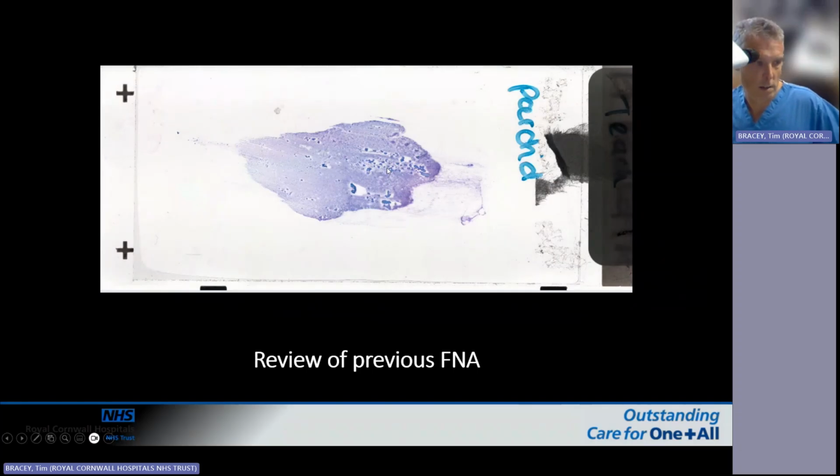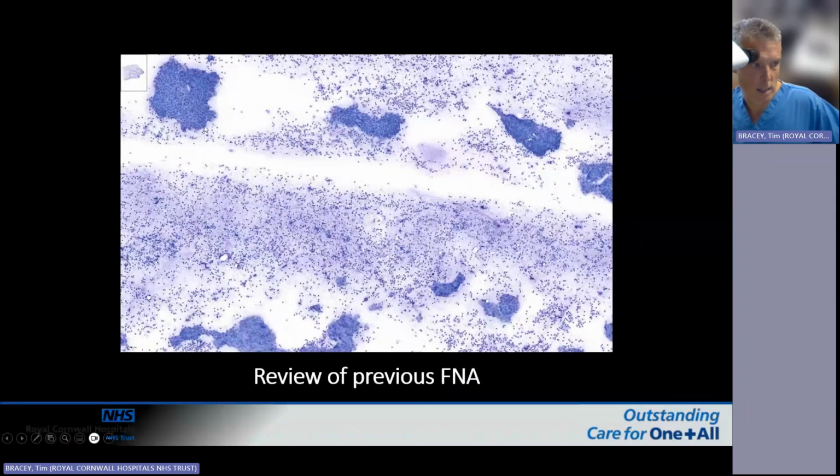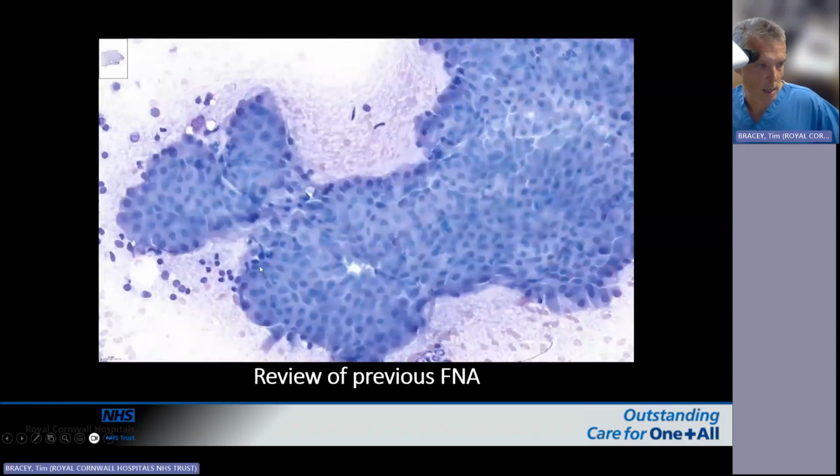So I got that out of file. It was cellular, and it contained nice, well-defined epithelial groups like this on a cystic and lymphoid background. And zooming in, these were nicely arranged oncocytic cells with not too much overlapping and monotonous. I was very confident that that was entirely consistent with the benign Warthin's tumor.